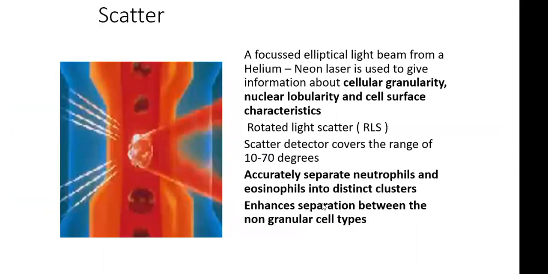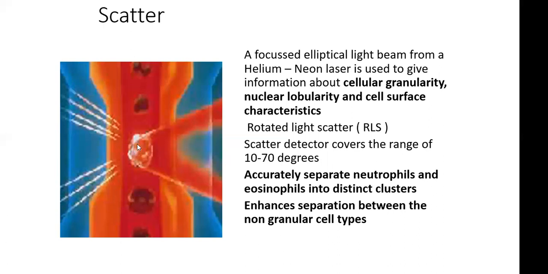Next came the scatter. Now, scatter you must have read in your physics classes. Scatter is when a ray of light is made to pass through a cell, and the light is scattered. This scattering was measured as forward scatter and side scatter using 2 photomultiplier tubes, and those data were generated to find out how much scattering takes place with the neutrophil, the eosinophil, the monocyte, and on that basis, the population was divided.